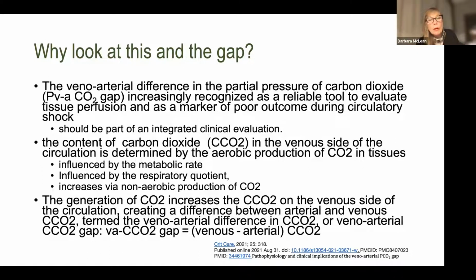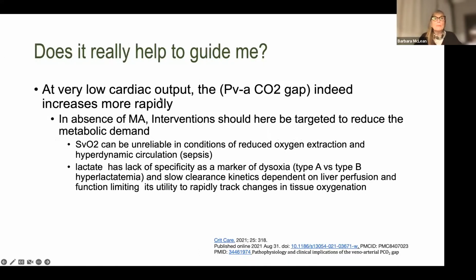Now, content of CO2 on the venous side is determined by aerobic and anaerobic production of CO2 in the tissues, influenced by cellular metabolism, influenced by your blood flow through the pulmonary vault and your ability to breathe. But it also is very, very significantly and profoundly reflective of non-aerobic production of CO2. So really important in terms of how we look at our patients, how we use that data, how we're going to apply this together, what we're going to think about in terms of our way of managing patients.